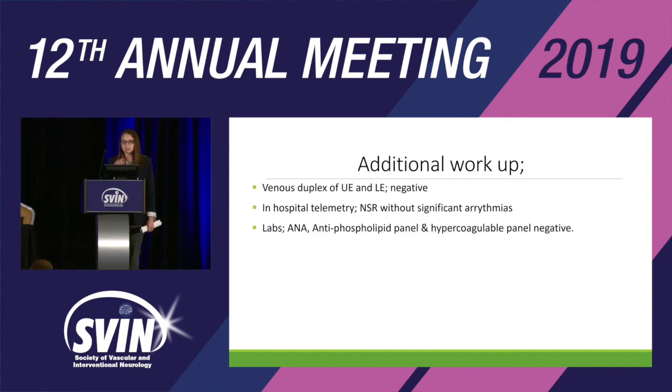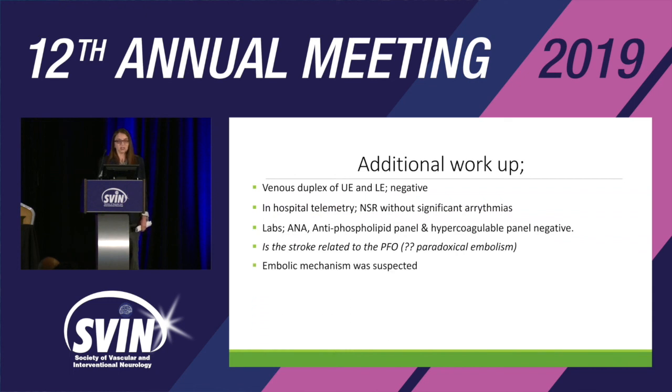So after we found that, we did some additional workup. We looked for a DVT, so his venous duplexes were negative. His in-hospital telemetry was normal sinus. There was no significant arrhythmias. We did a hypercoag panel, an ANA, and an antiphospholipid panel, all of which were negative. So the question we had to ask ourselves is, is this person's stroke actually related to the PFO? Is the PFO pathological? Are we dealing with a paradoxical embolus here? And an embolic mechanism is obviously suspected based on what we see.